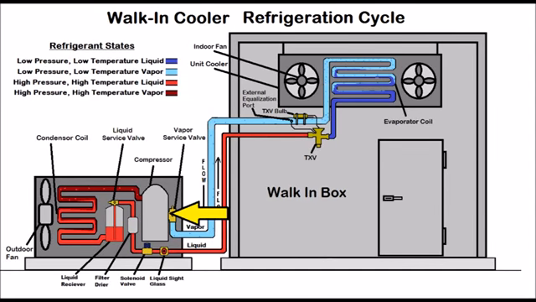So what you have is low pressure, low temperature vapor heading into the compressor. The compressor is located in the outdoor unit, which is the condensing unit, and you have low pressure, low temperature vapor going through the vapor service valve into the compressor, which should have vapor only heading into it. Then you have high pressure, high temperature discharge vapor gas coming out of the compressor.